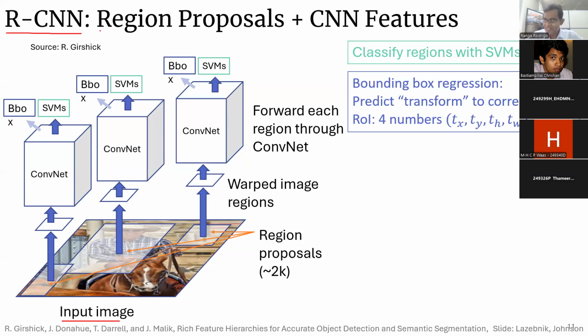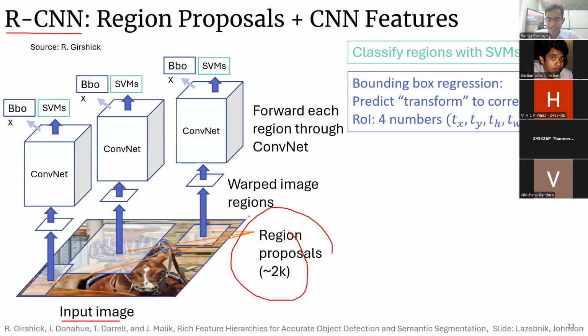Any questions on this? What is the problem with this? If you have 2,000 region proposals, for each of the region proposals, you have to run a convolutional neural network. Can you see that? So for each image, you're not just running an image through a convolutional neural network, but you have to run that 2,000 times.